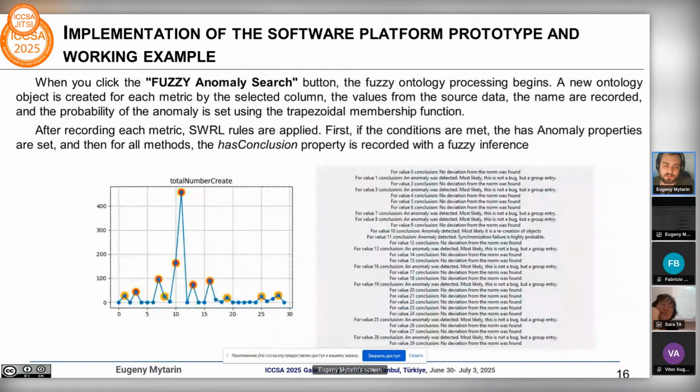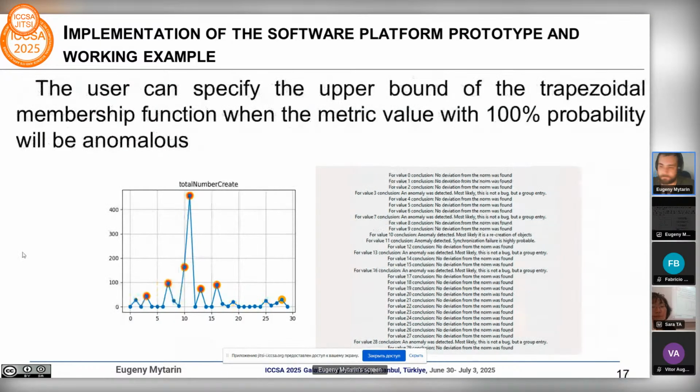Clicking fuzzy anomaly search processes the ontology. Each metric is evaluated using a trapezoidal membership function to assign anomaly probabilities. Several rules then generate conclusions, blending machine learning with fuzzy logic. Users can adjust the upper bound of a trapezoidal function to define when a metric is 100% anomalous. This flexibility allows customization based on system requirements, enhancing the platform's adaptability.